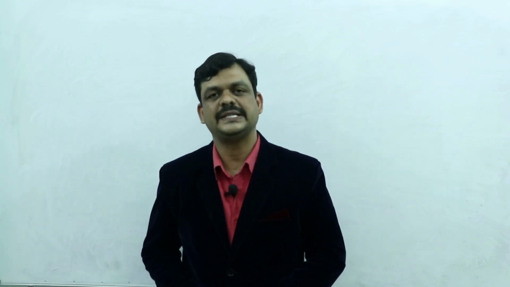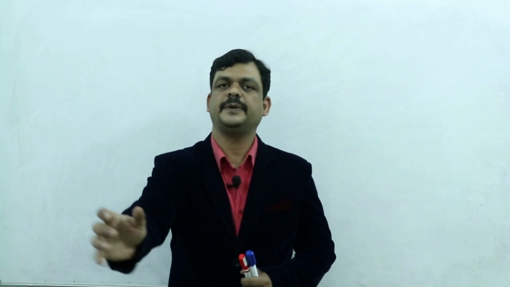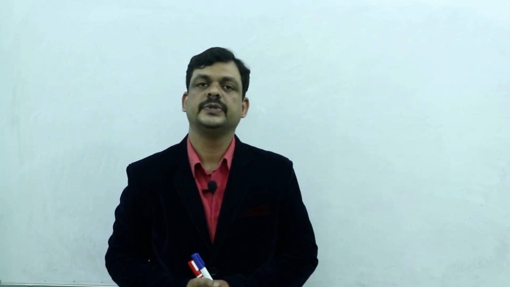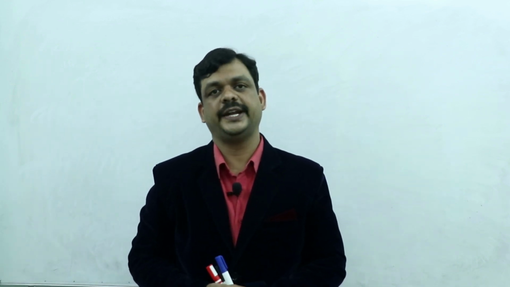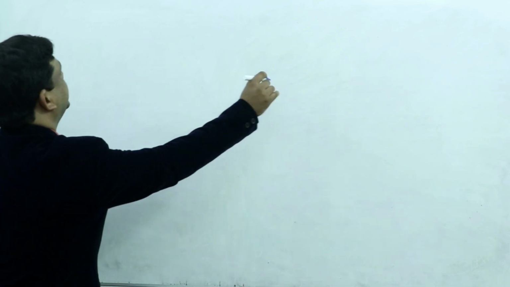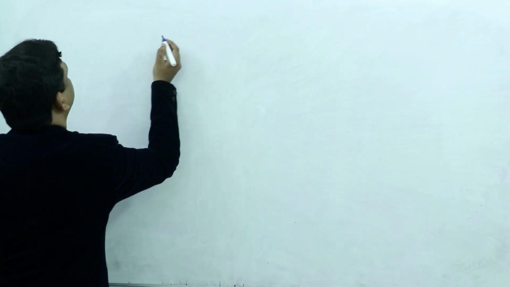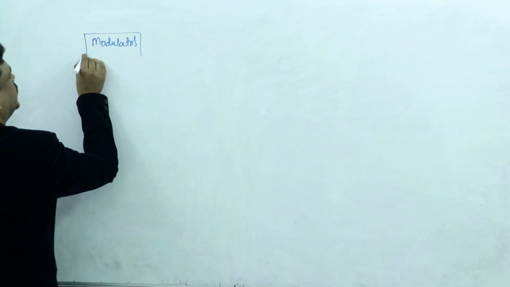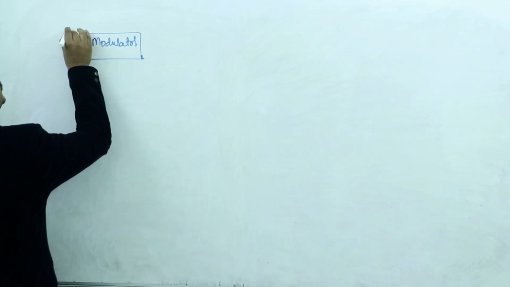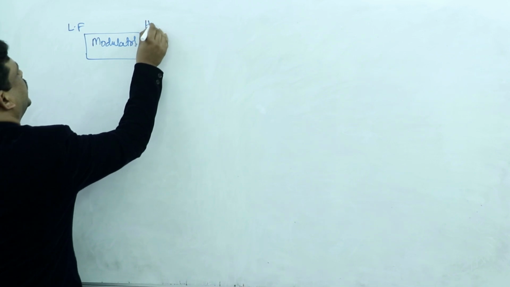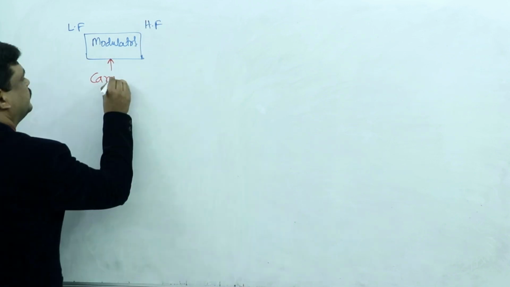Modulation is the process of changing a characteristic parameter of the carrier signal with respect to the amplitude of the modulating signal. First of all, I will draw the basic block diagram of the modulator. Later, I will explain the definition of the modulation. The function of the modulator is to convert low frequency signals into high frequency signals.